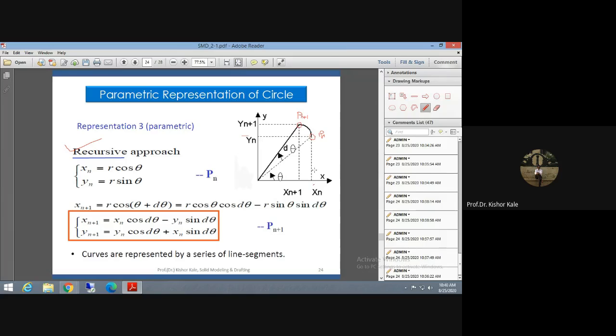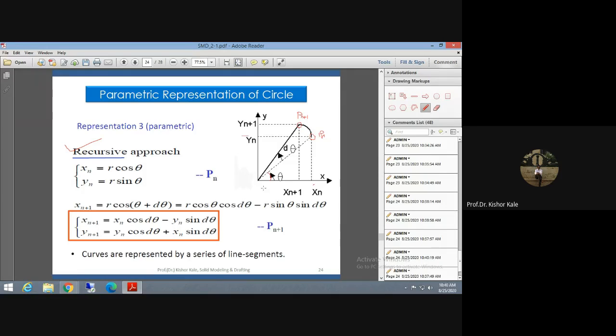Now consider the Pn. If you drop a vertical here, this will be your xn. If you draw a horizontal on the y-axis, this will be your yn. Now just check. Assume this is theta, the angle made by this hypotenuse. So, can you write this xn?